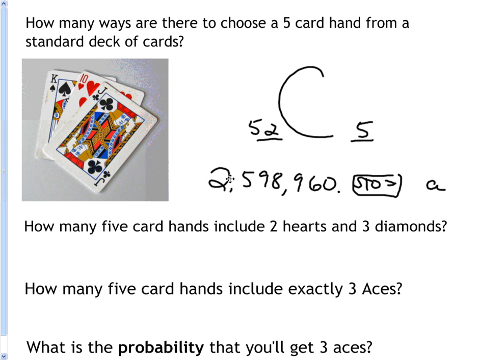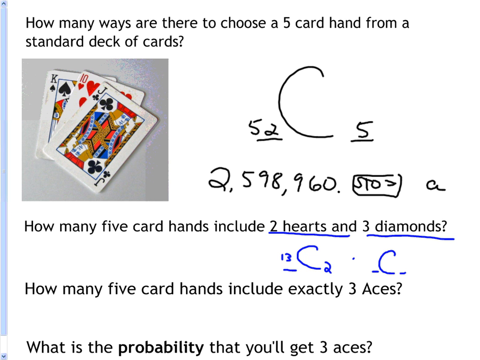Okay. Next question. How many 5-card hands include 2 hearts and 3 diamonds? Notice it's got 2 parts. Remember, ask yourself the 2 questions I keep saying over and over again. How many do I have to choose from? How many hearts are there in the deck? And how many do I want? Keep doing that over here and multiply it out and give me your answer. I'm going to pause while we finish that.